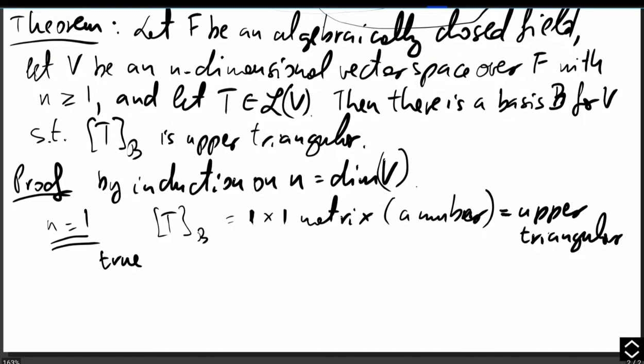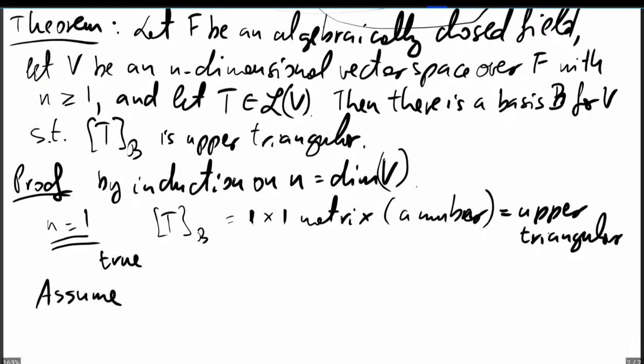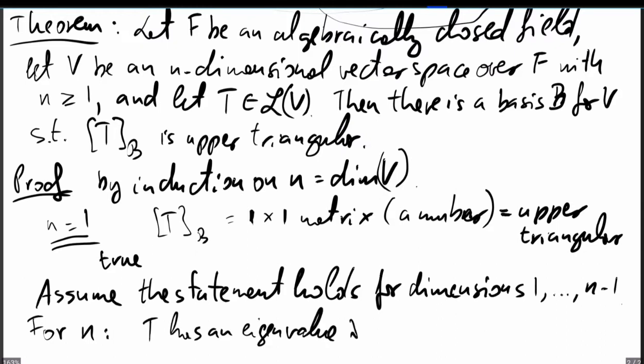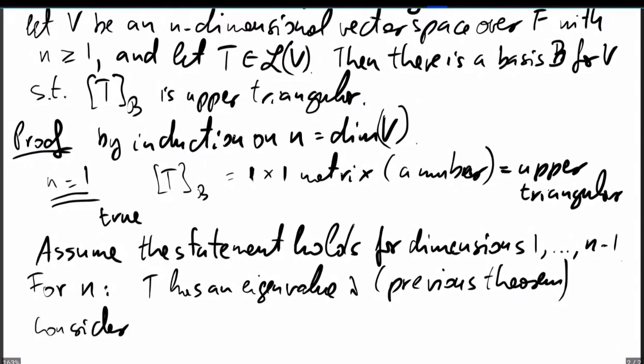By the induction hypothesis, assume that the theorem holds for all vector spaces over F with dimension less than n. So the statement holds for dimension 1 through n minus 1. And now we consider the case n. What we do is we consider an eigenvalue. T has at least one eigenvalue, lambda, according to the previous theorem. Then we consider the subspace U, which is the image of T minus lambda I. We looked at this a long time ago, that the image of a linear mapping is a subspace.